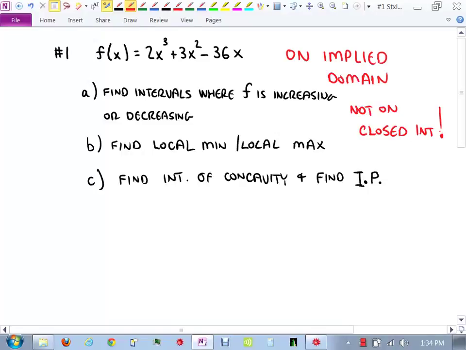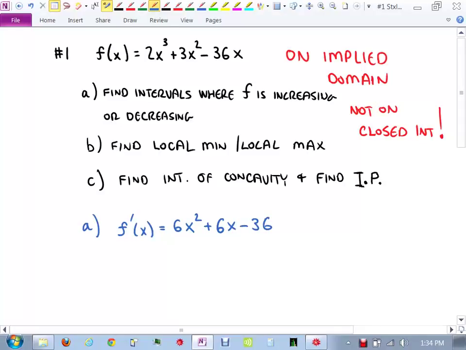All right, so how do we do part A? How do we find the intervals where the function is increasing and decreasing? Let's find the derivative, right? Okay, so part A, here we go. First thing I'll do is find the derivative. 6x squared plus 6x minus 36.